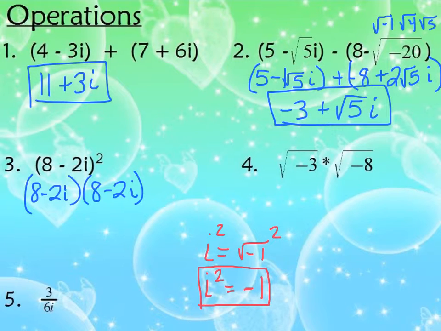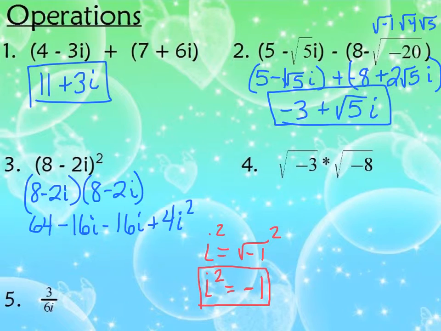In the end here, I'm going to have an 8 times 8, that's a 64. Outer is a negative 16i, inner is a positive 16i, and last is going to be a positive 4i squared. Okay, sorry, I goofed up there. These signs actually are both minus on my 16i. Did you catch that? Those are both minus 16i's.